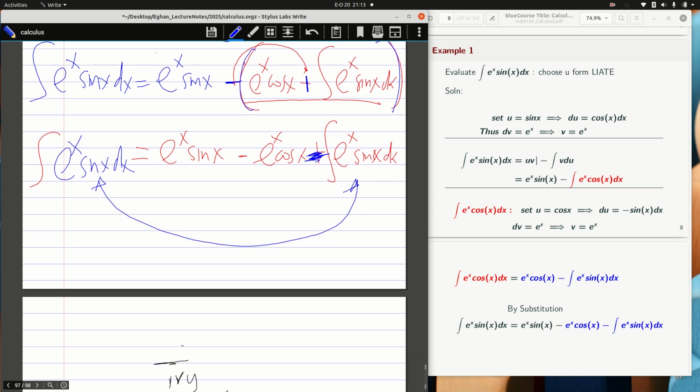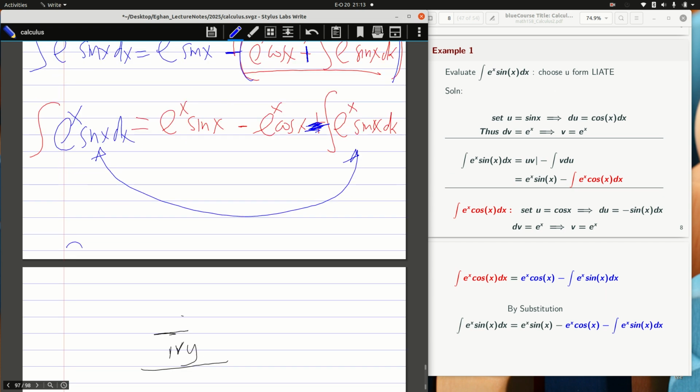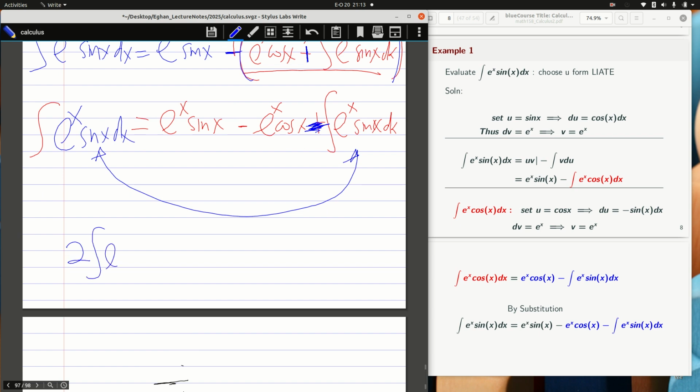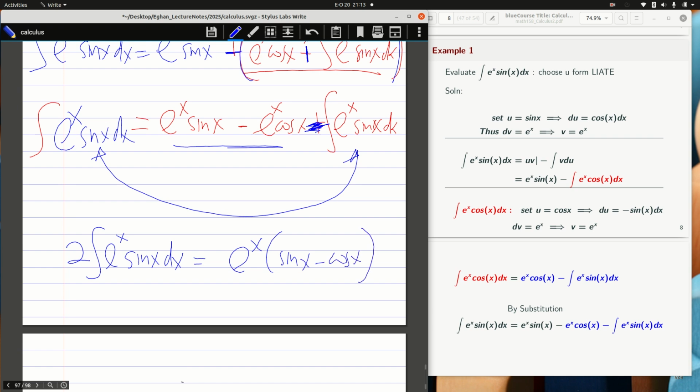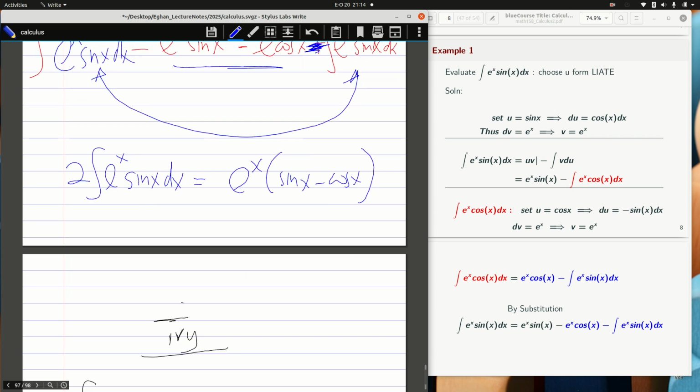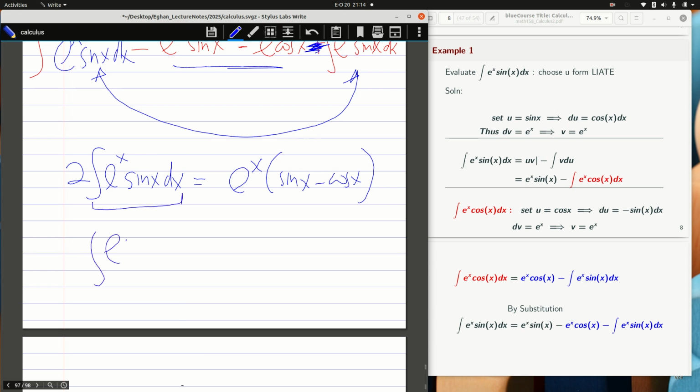So now I can take it to that and then get twice of it equated to whatever is left here. I can factorize e^x out and say this is sine x minus cos x. Now because my interest is in this integral, I simply have to divide through by 2, and that is my answer at the end of the day, plus some constant of integration.